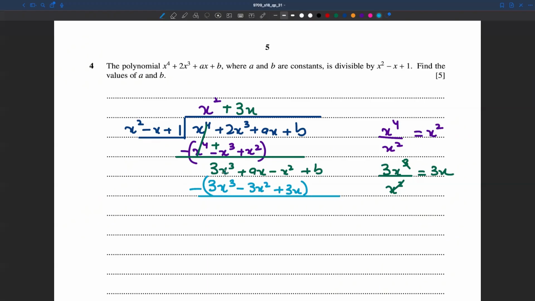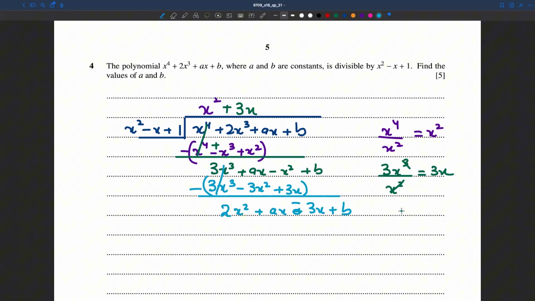So now subtracting, 3x³ will cancel. Minus x² and this will become plus 3x², so this will be 2x² plus ax minus 3x, and then plus b will remain as it is.